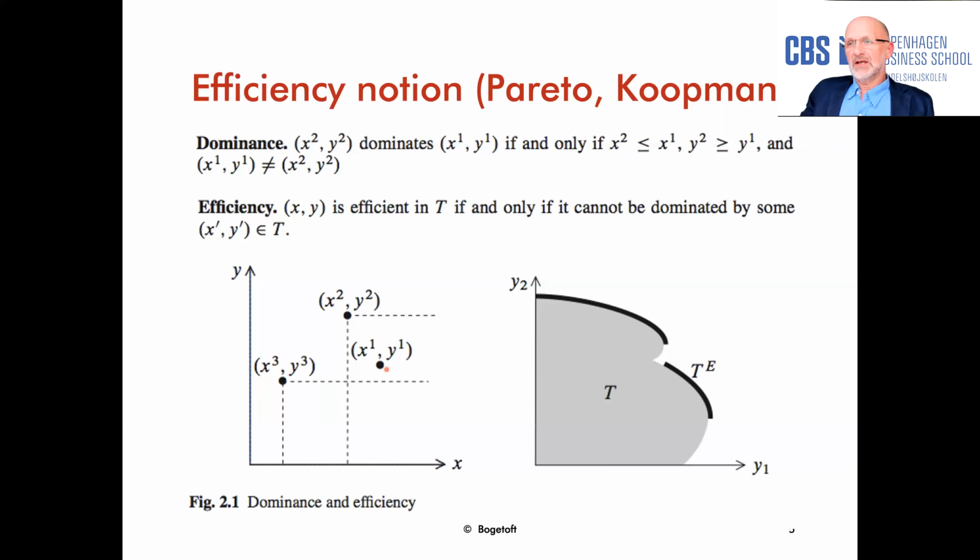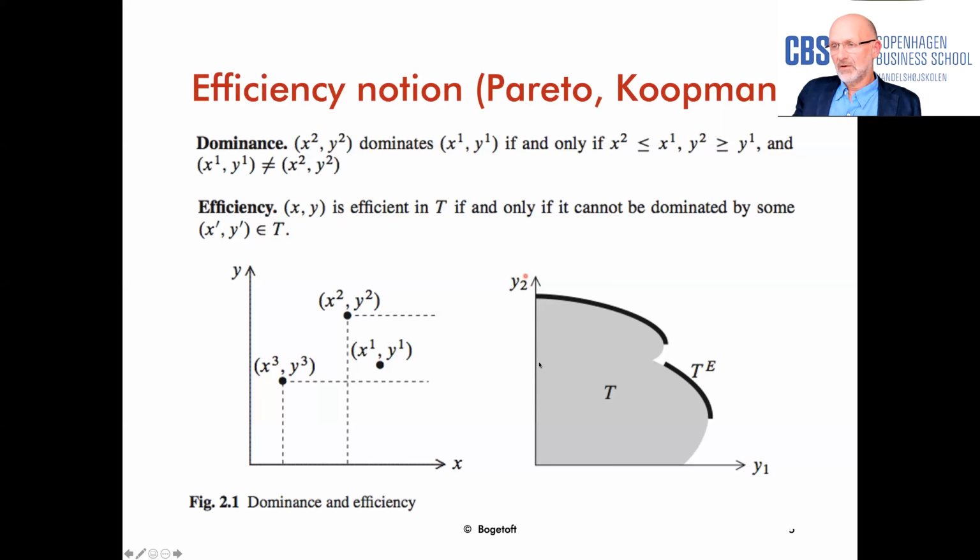You can also say that you can now define the set. If you have a set of firms or production plans, you can find that subset which is efficient, and we call that the set of firms that cannot be dominated. Okay, that's the efficient subset of this T.